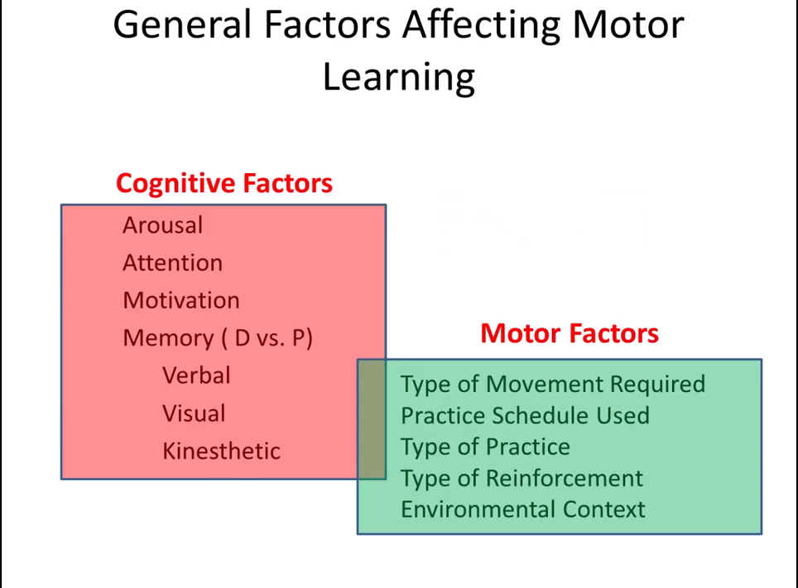The general factors affecting motor learning can be divided into 2 main categories. The first are the cognitive factors. We already talked a little bit when we spoke about the limbic system, the importance of arousal, attention, motivation, and the 2 types of memory, both the declarative versus the procedural. Memory can be also further divided into verbal memory, remembering things that you've heard, visual memory, remembering things that you've seen, or kinesthetic memory, remembering how to do something or how you move when you learn.